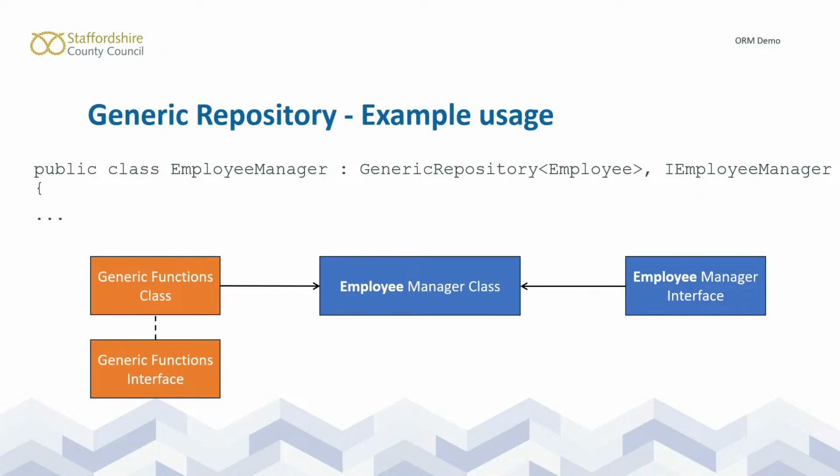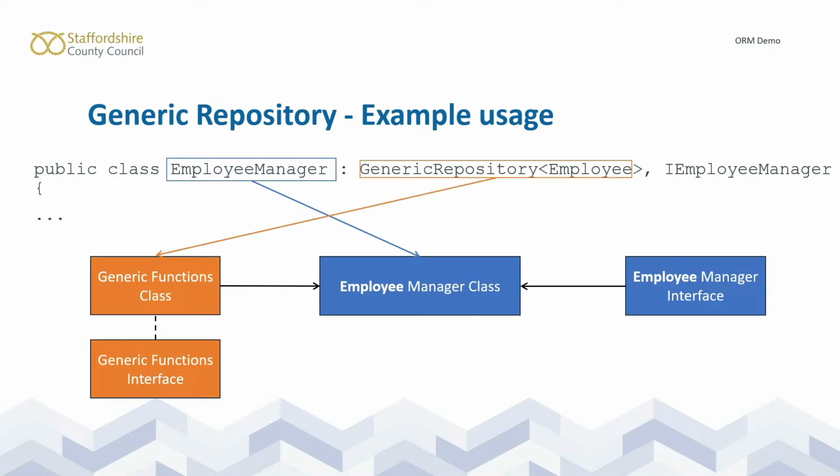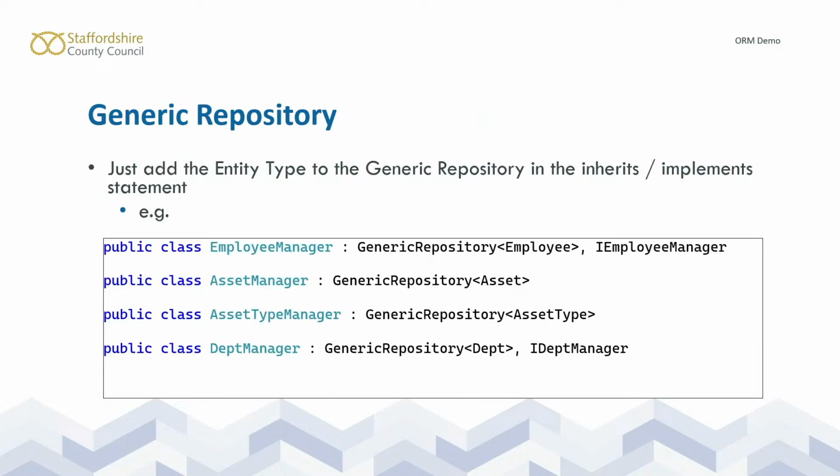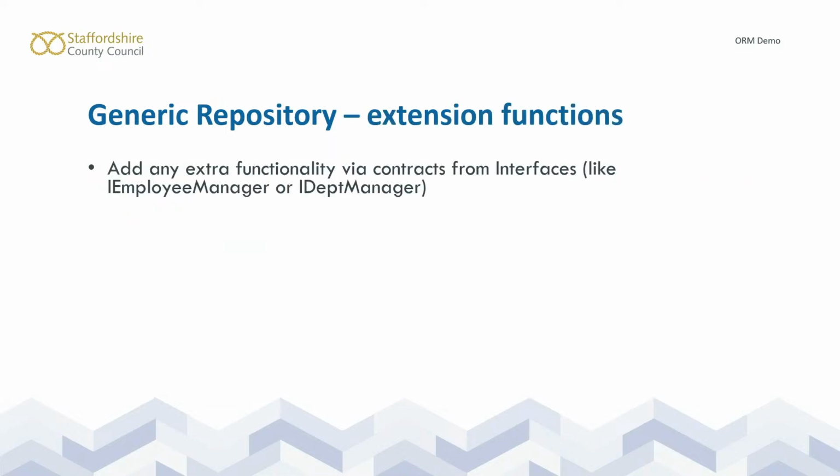So here we go. Create the entity manager class, and inherit from the generic repository using the employee, and pass any bespoke contracts into the manager that way. So there's an example of the four entities that we created with some bespoke classes there.